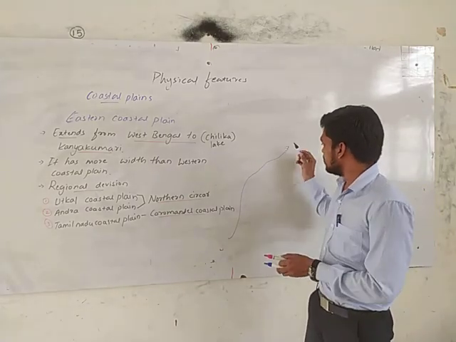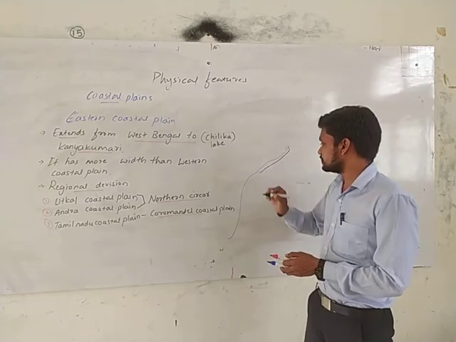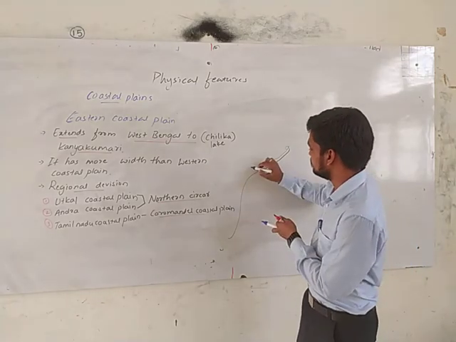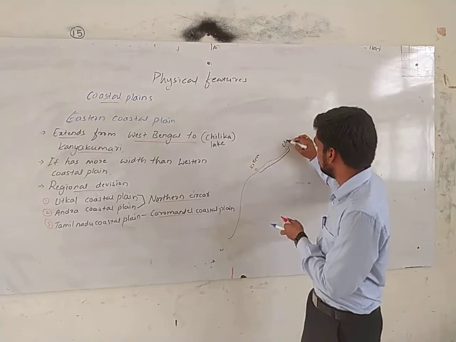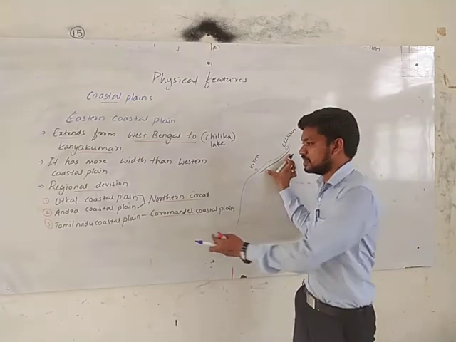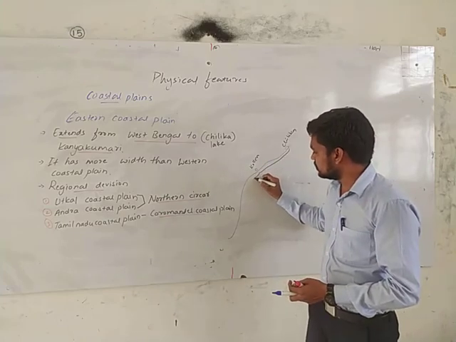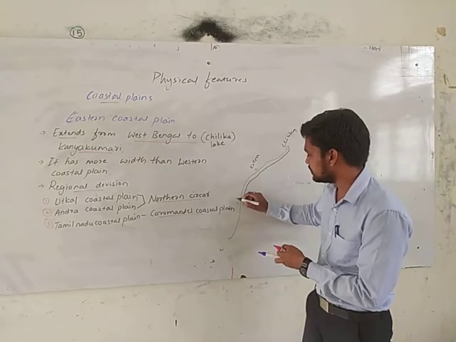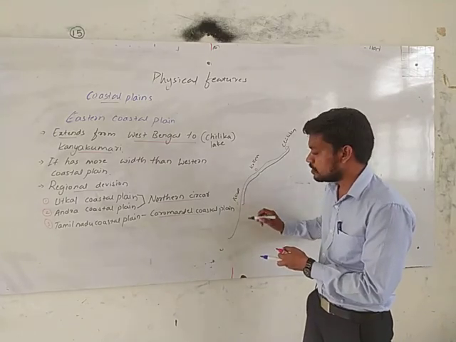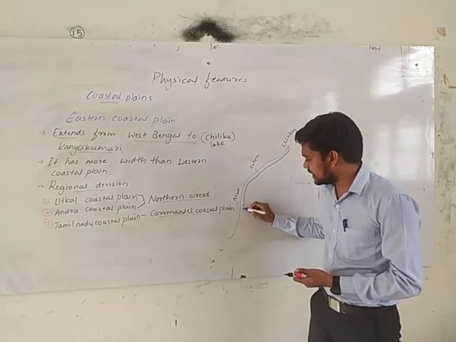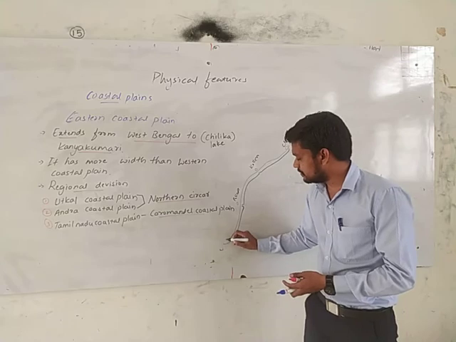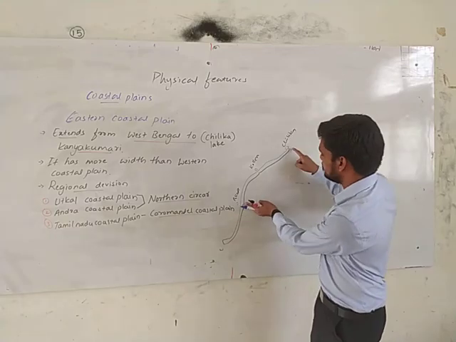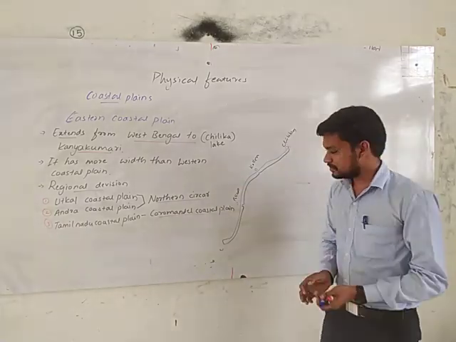From Chilika to Kolleru Lake, it's called the Utkal coastal plain. From Kolleru, we have another lake, Pulicat Lake. From Pulicat Lake to Kanyakumari, we have the Tamil Nadu coastal plain. This is also called the Coromandel coastal plain, and both of these are also called the Northern Circars.